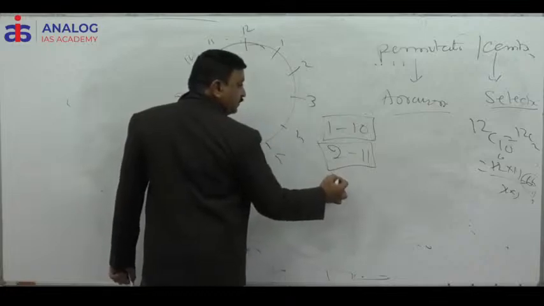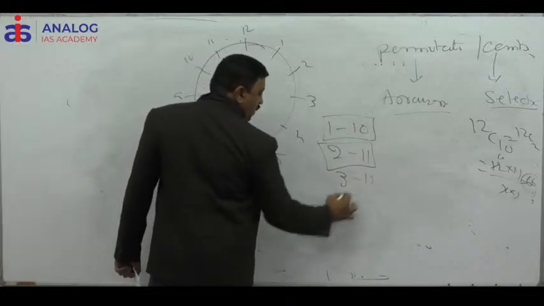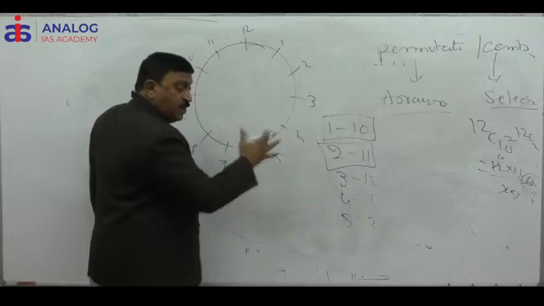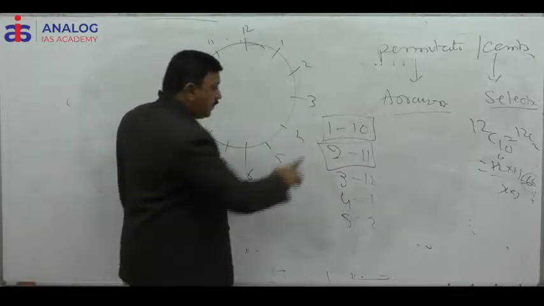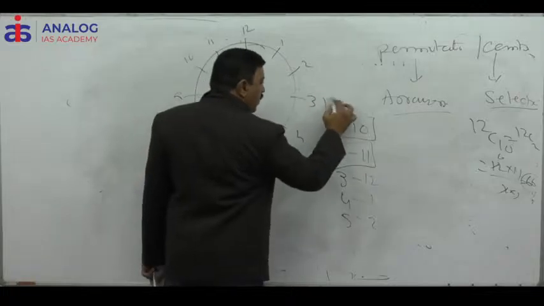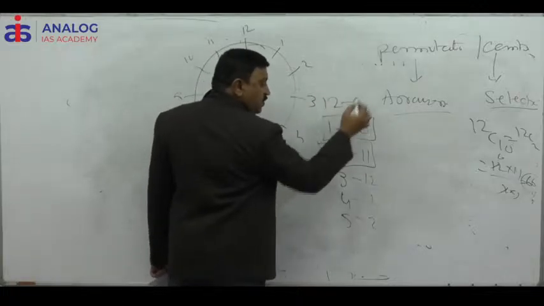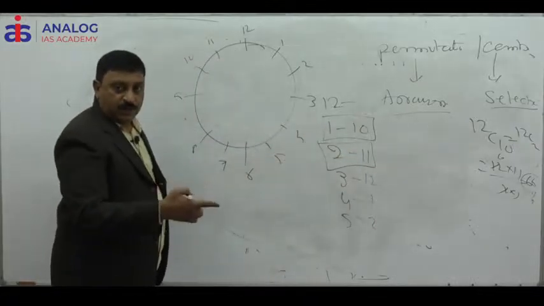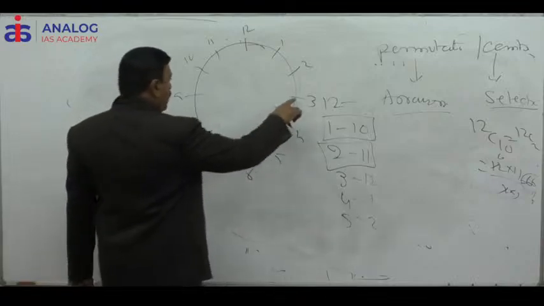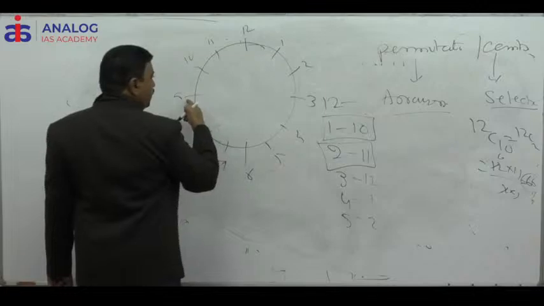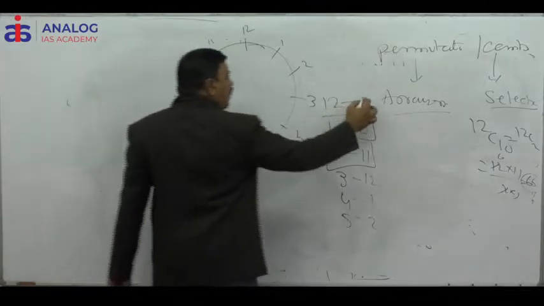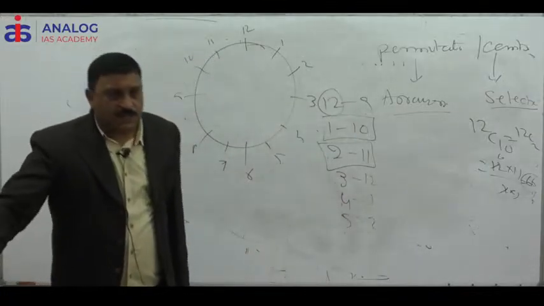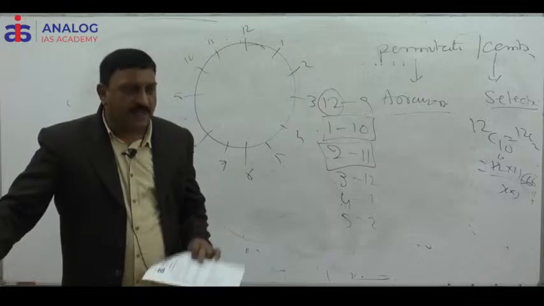Next, 3 to 12, 4 to 1, 5 to 2, like this. How many are there? Starting from 1, again up to 12 also you will get, is it not 12? 12 to 9, that's it. So whatever the case, total how many such selections will be there? 12. It is a practical thing.